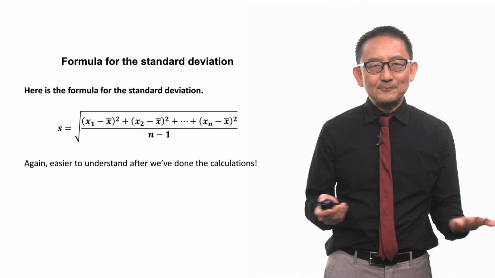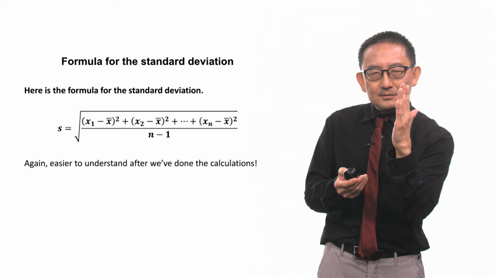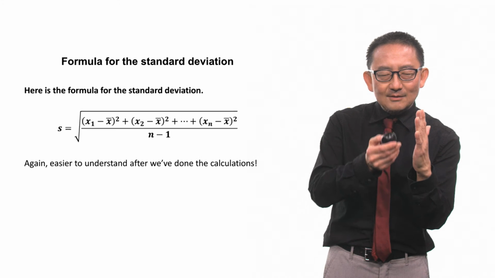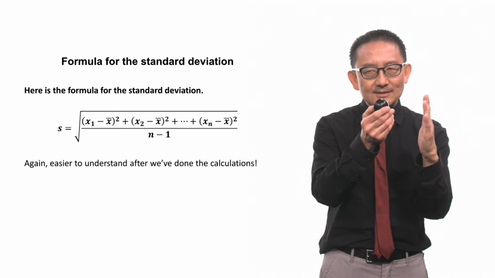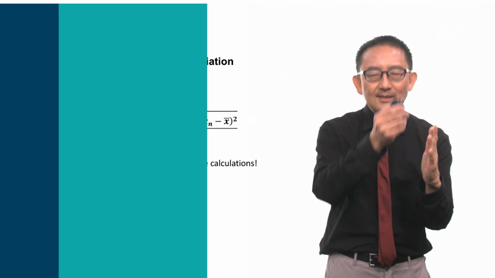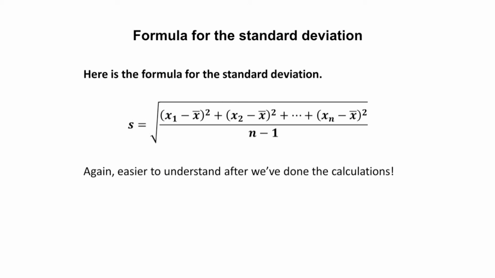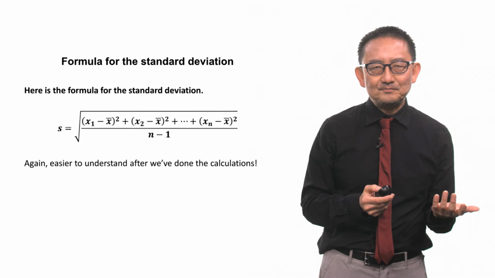And there's the formula for the standard deviation. You'll note that it's basically the same formula that we had for the variance, except this time we have a square root. So we're taking the square root of the variance to get the standard deviation.